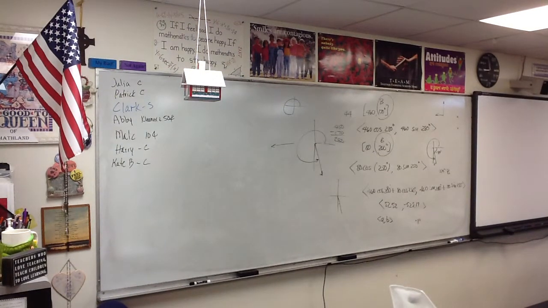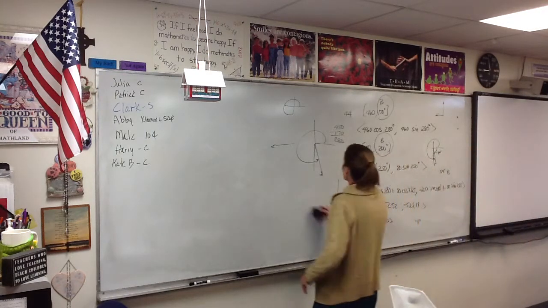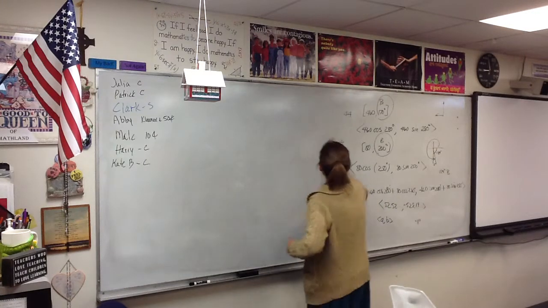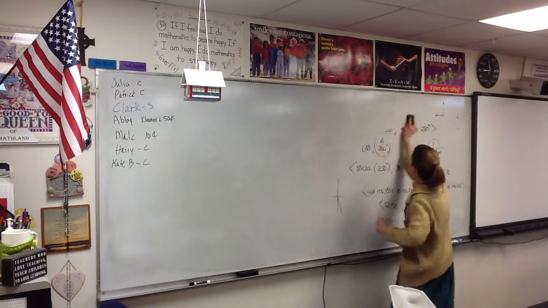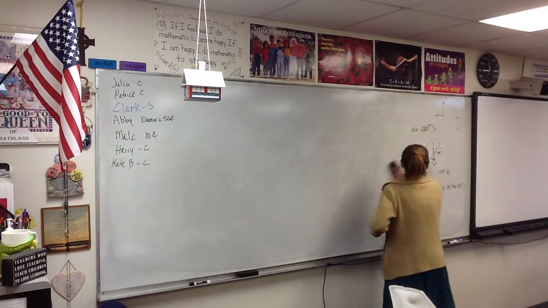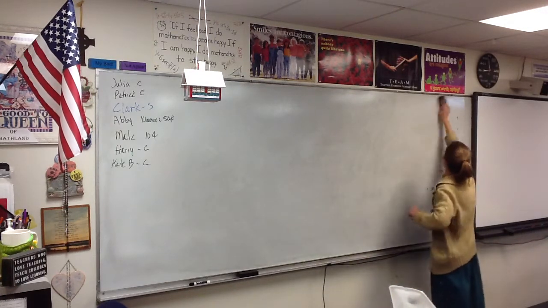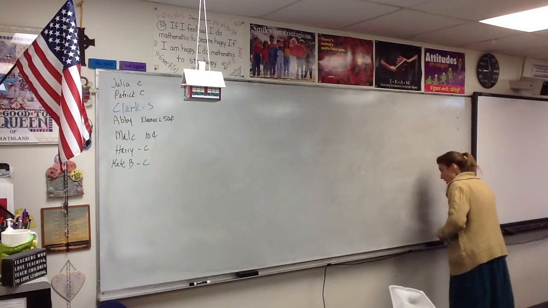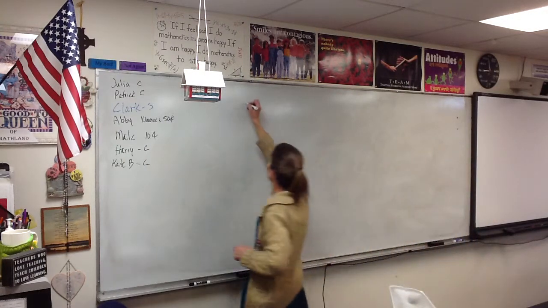Sine of angle A over side A. Sine of angle B over side B. Yes, it is a proportion. The law of sines is a proportion. And when we saw the triangle using it, here's the law of sines.